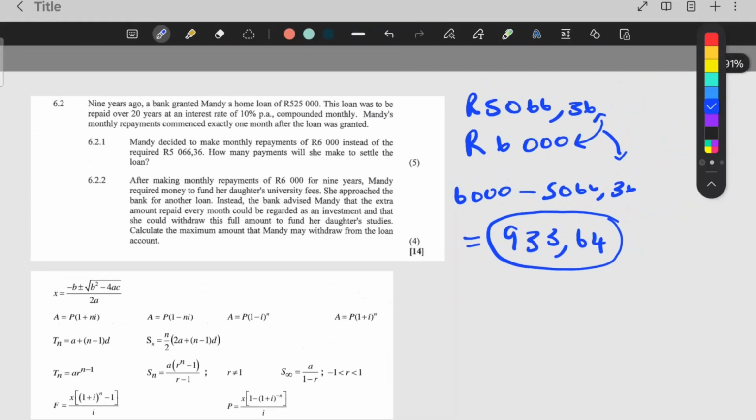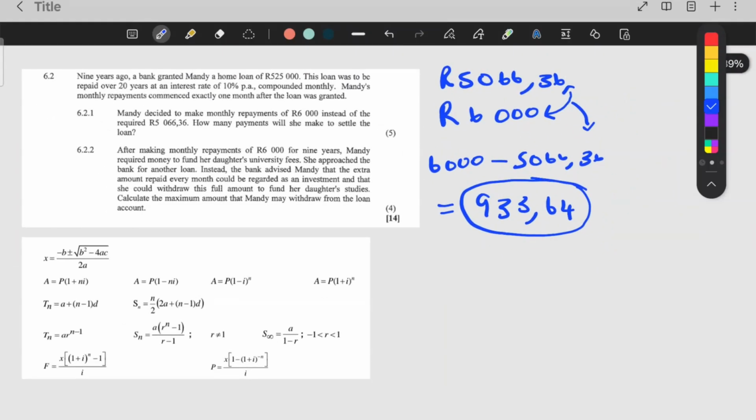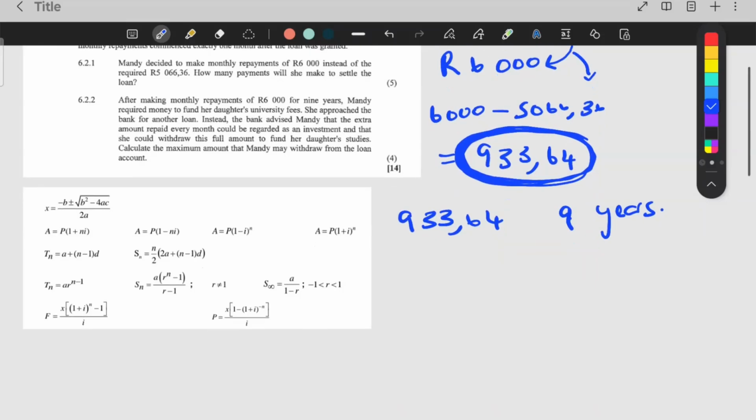So they are saying take this difference and regard this as a monthly investment, because this amount, she didn't have to pay, although she paid it in. So now they say regard this as an investment and then withdraw the full amount from the loan account. And this is after 9 years. We're going to say, okay, Mandy took this amount and she invested this for 9 years. How much money is in the account after 9 years? Now, she made this payment monthly, but now it's regarded as an investment.